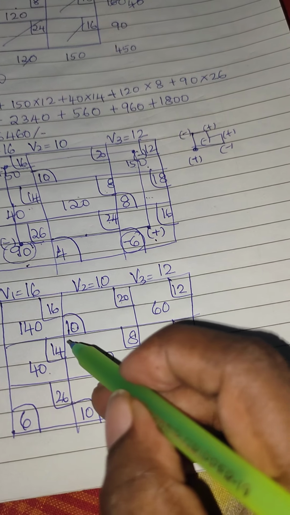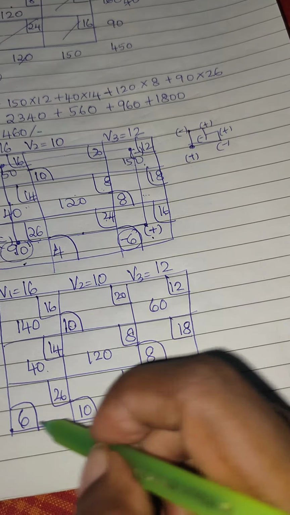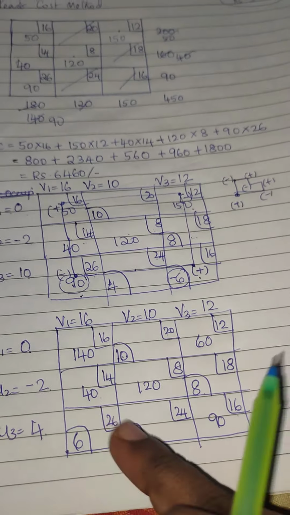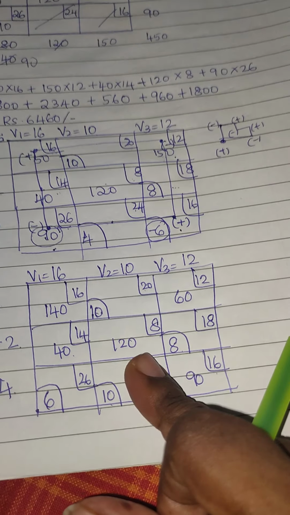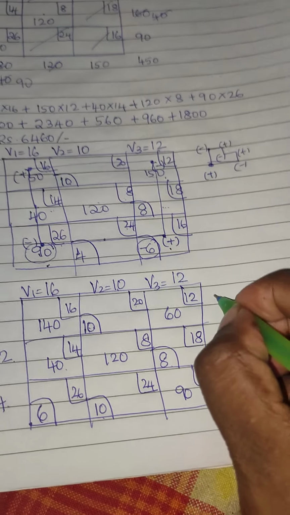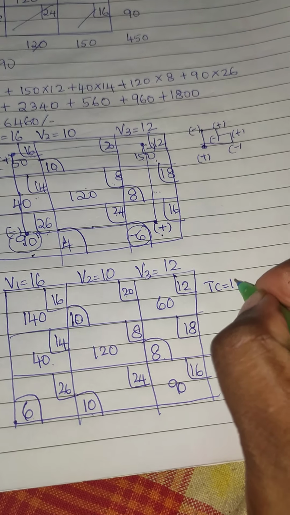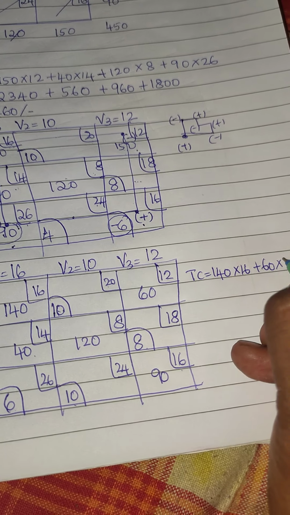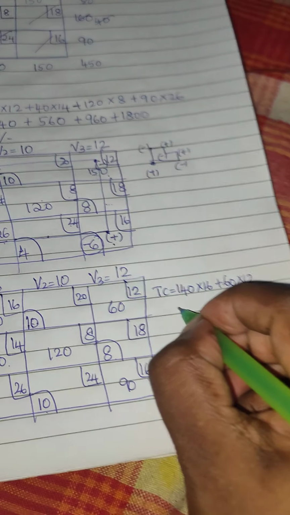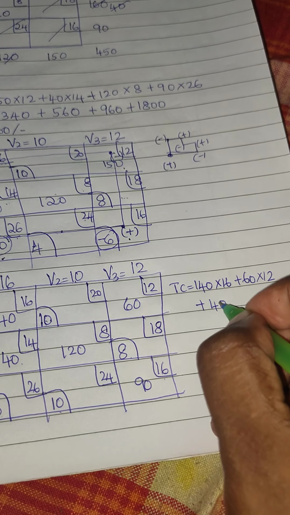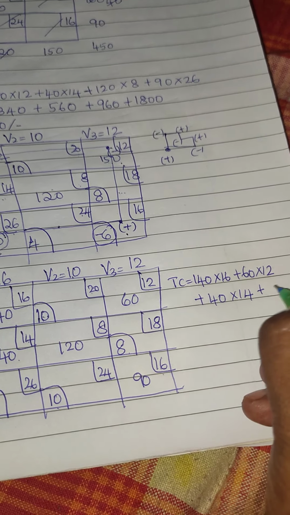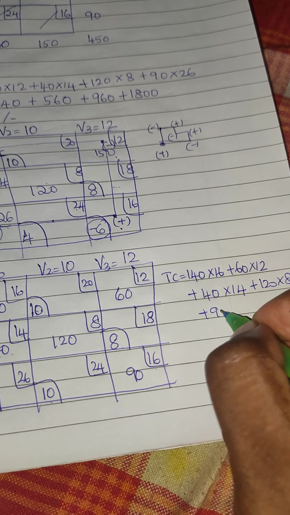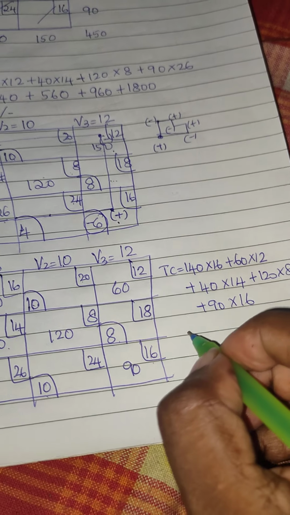So now if you notice 1, 2, 3, 4, these values are all positive. Therefore, this particular solution is optimum. So I'm going to find my total cost. 140 into 16, 60 into 12, plus 40 into 14, plus 120 into 8, plus 90 into 16.